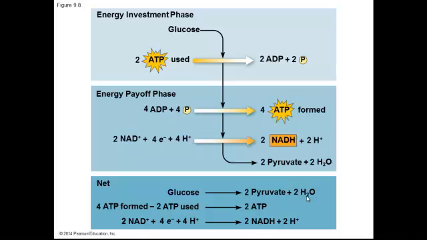So if we look at the overall output of glycolysis, we get 2 pyruvates. Water is a byproduct of all of these processes. 2 ATP and 2 NADH. The pyruvates are going to move into the citric acid cycle. The ATP will be used for cellular work, and then the 2 NADH are actually going to go into oxidative phosphorylation.